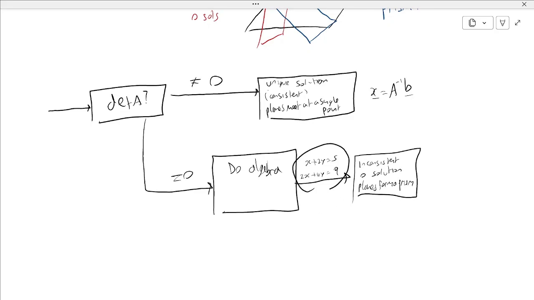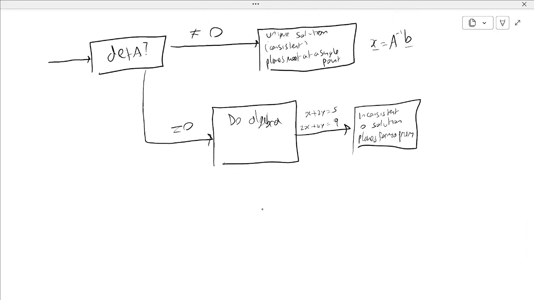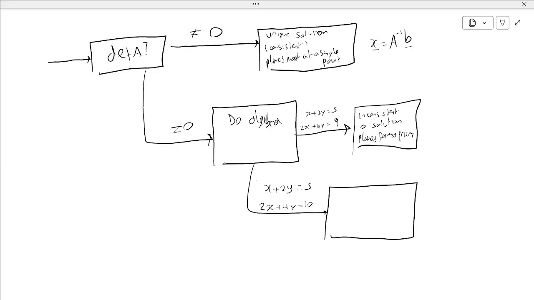No values of x and y make both of these true. It's impossible, right? Because if x plus 2y is 5, then 2x plus 4y would have to be 10. If when you do the algebra, you get something like, and it might not look exactly like this, x plus 2y equals 5 and 2x plus 4y equals 10, so they're agreeing with each other, yeah? This is how you know it's a consistent system of equations with infinite solutions, which lie along a line. So I say the planes form a sheaf.